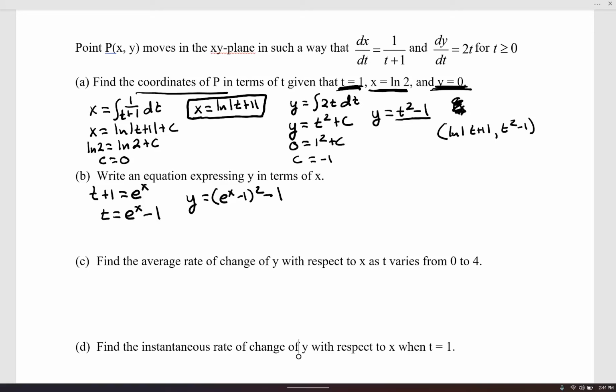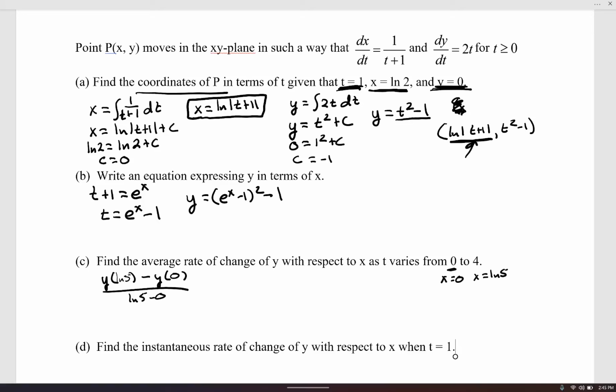Find the average rate of change of y with respect to x as t varies from 0 to 4. So we need y of something minus y of something over something minus something. Well, we need all these x values. The x value for 0, if we go up here, is the natural log of 1, which is 0. For 4, x is the natural log of 5 by plugging it in right there. So we need y of natural log of 5 minus y of 0 over natural log of 5 minus 0.